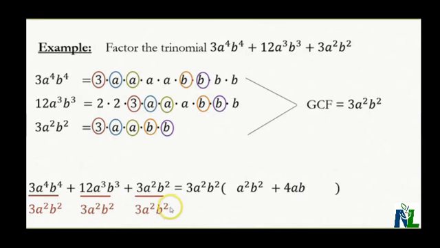Then divide the last term by the greatest common factor. Notice here, when you are dividing a term by itself, the result is 1. So 3a squared b squared divided by itself, 3a squared b squared, gives you 1. A common mistake here is that students say that the answer is 0. Be sure that you don't make this mistake when you're working through a problem like this.